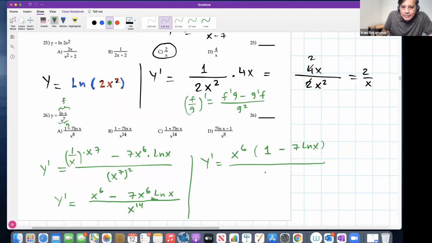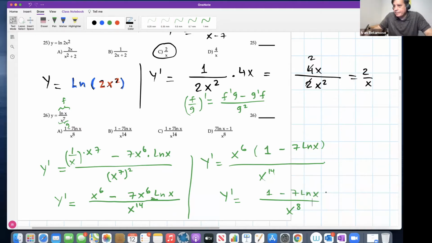And simplify, right? Simplify. Look, this simplifies with this. The x to the 6 cancel. 14 minus 6, 8, so x to the 8 survives here in the bottom, right? So algebra, guys, right? A lot of algebra. Yeah, there, 1 minus 7 natural log of x on the top. Great. So then you look through the choices and the answer should be this, right? Very good.